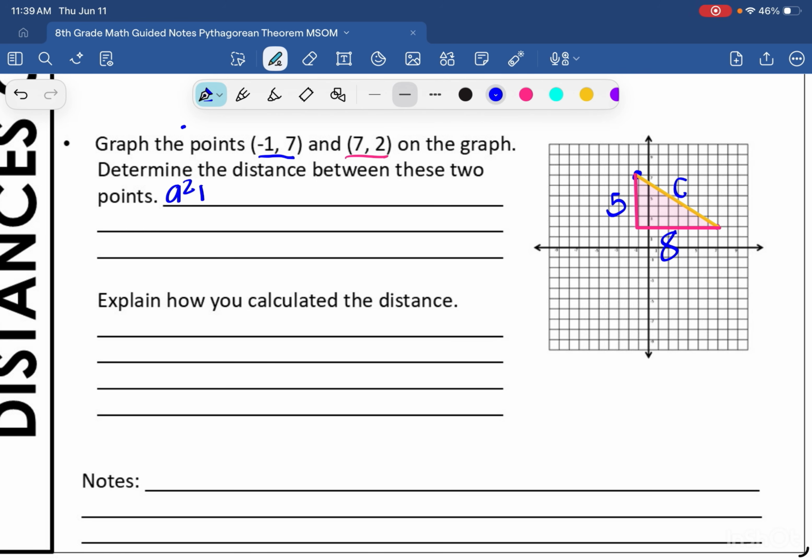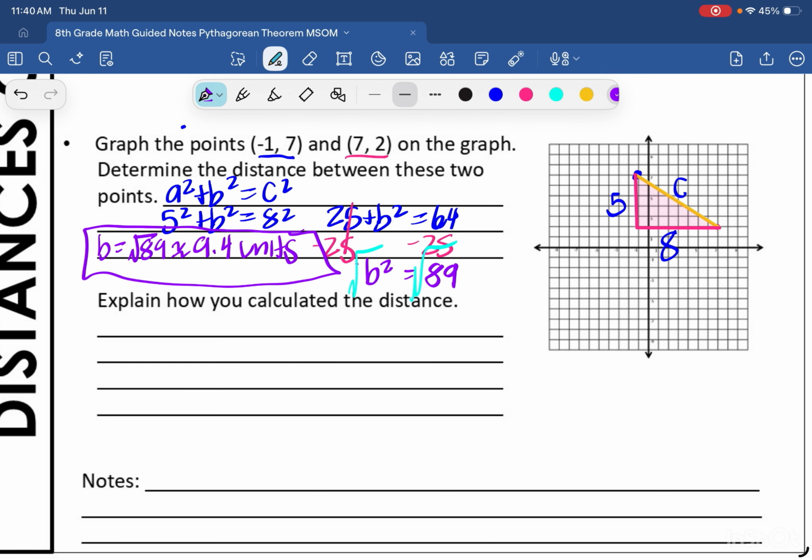So we have our Pythagorean theorem, a squared plus b squared equals c squared. Substituting in values, I have 5 squared plus b squared equals 8 squared, which means 25 plus b squared equals 64. Minus 25 from each side, and I get b squared equals 89. Taking the square root of each side, I get b equals the square root of 89, which is about 9.4 units. Explain how you calculated the distance. I determined the length of the legs by counting the units on the graph. I substituted the values into the Pythagorean theorem and solved with a hypotenuse.